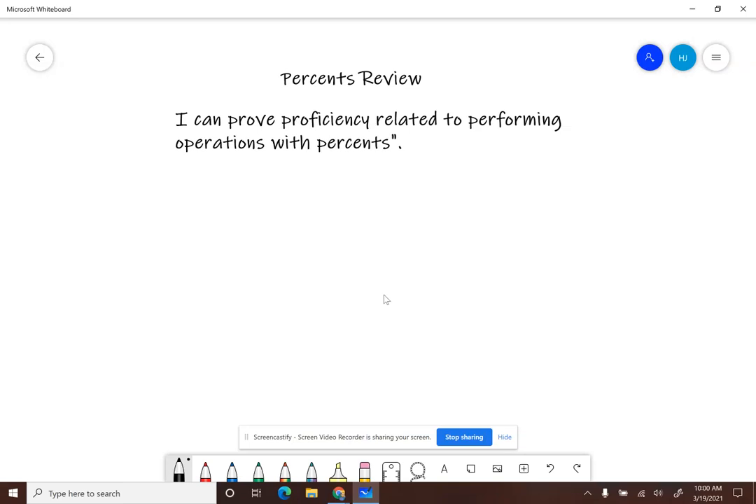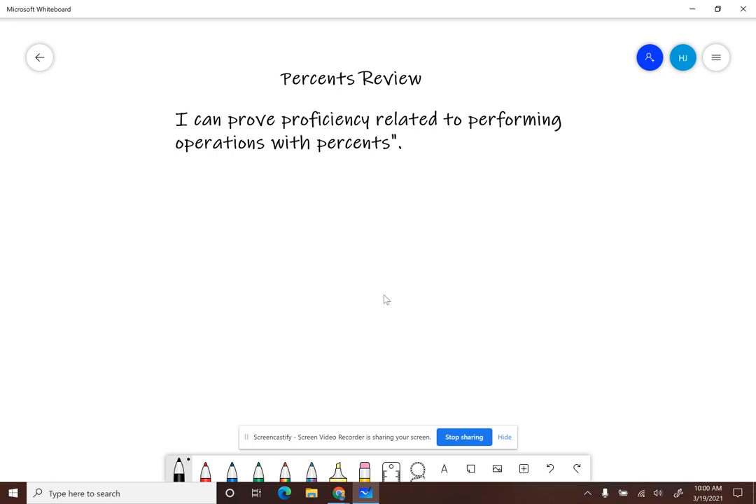All right, guys, today we're going to be doing a percents review. This is actually what we're going to be doing all week, so I can prove proficiency related to performing operations with percents. Percents is something that you're going to be using a lot, especially if you're dealing with money in any context. Think sales tax, discounts, things like that.